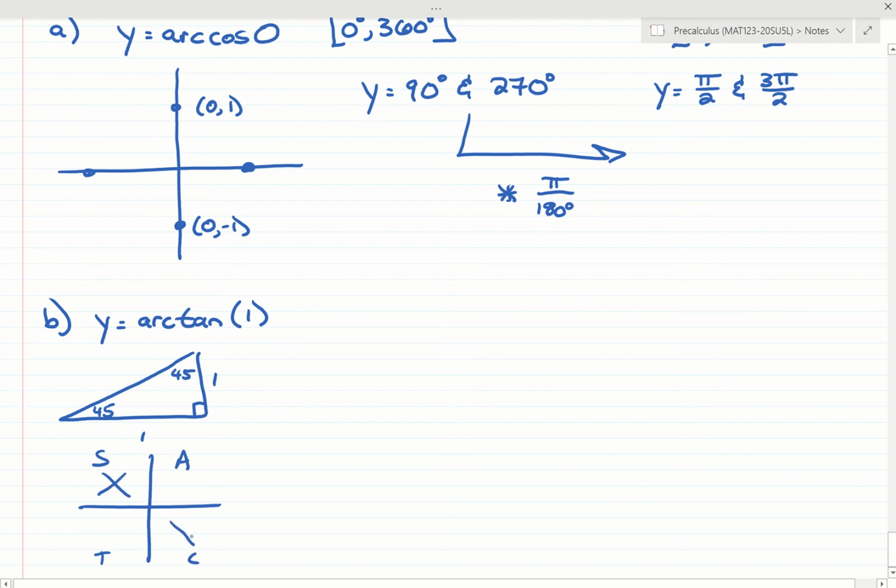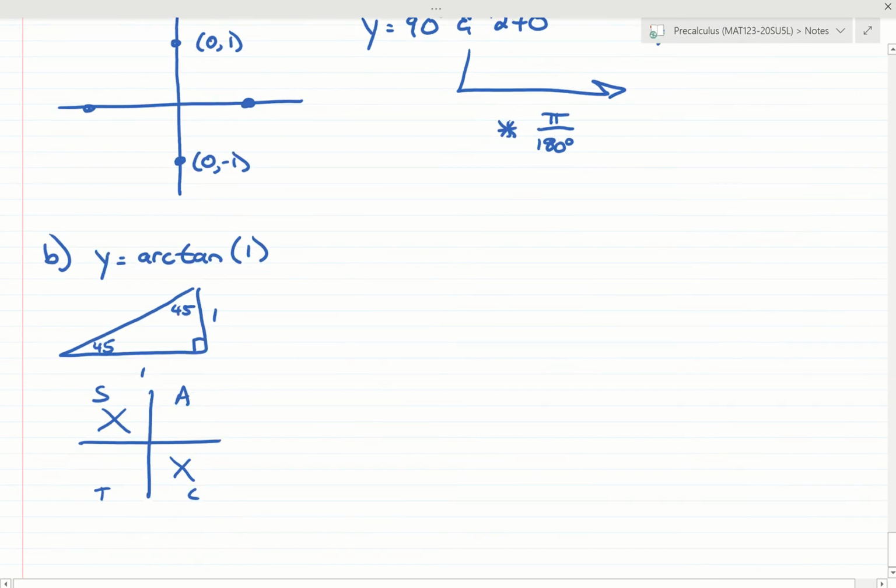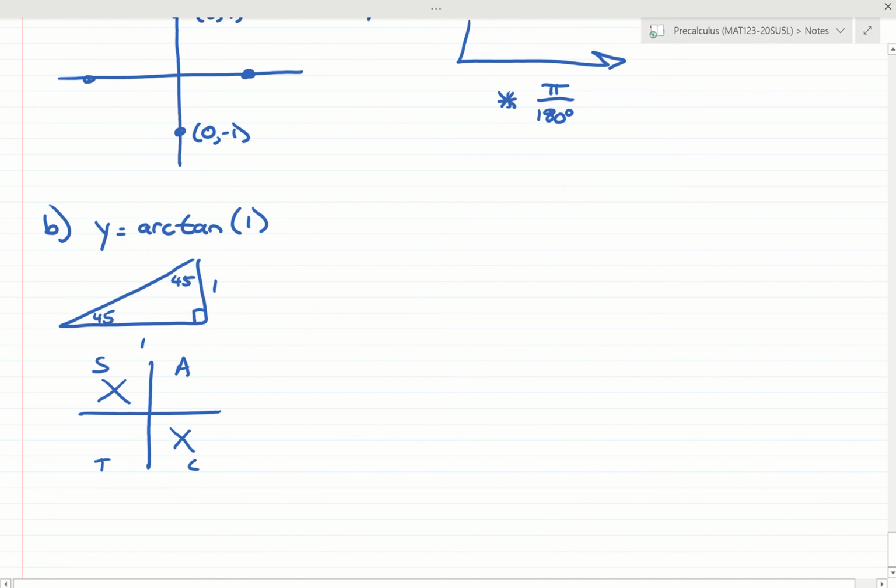These two, right? So we could draw a 45-degree angle right here and a 45-degree angle right here, and we would get the answers for y in degrees. Now arc, remember what arc is, right? Arc tells us that we only want answers between negative 90 degrees and 90 degrees. Or if we're in radians, we want answers between negative pi over 2 and positive pi over 2.